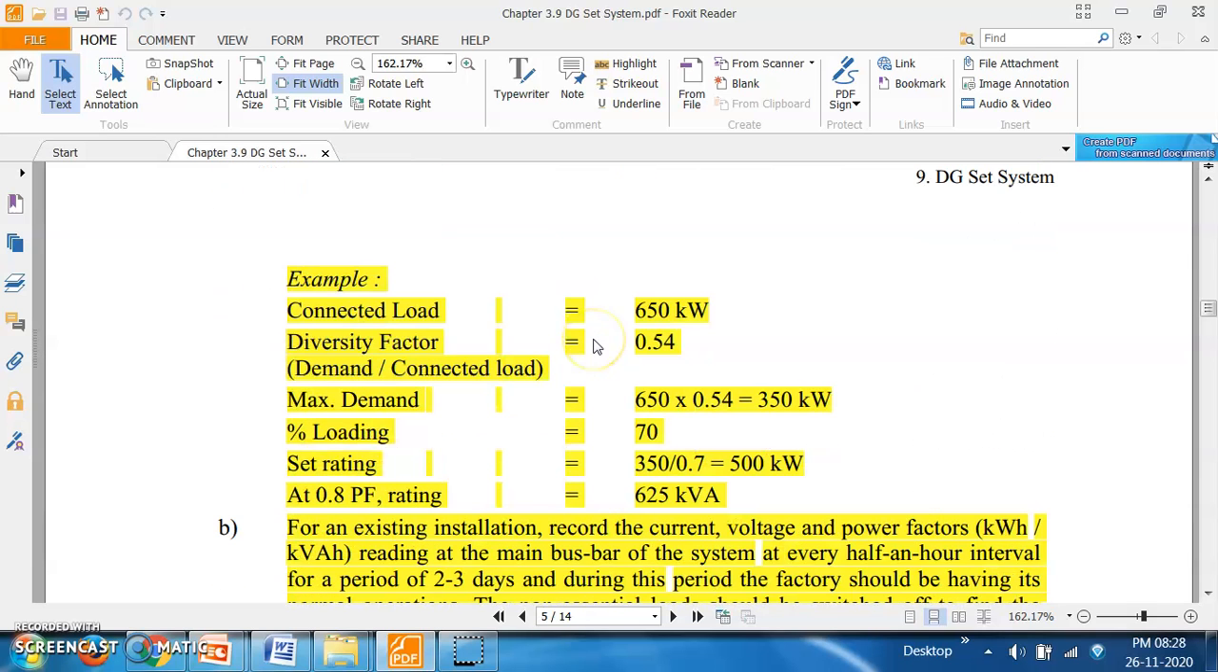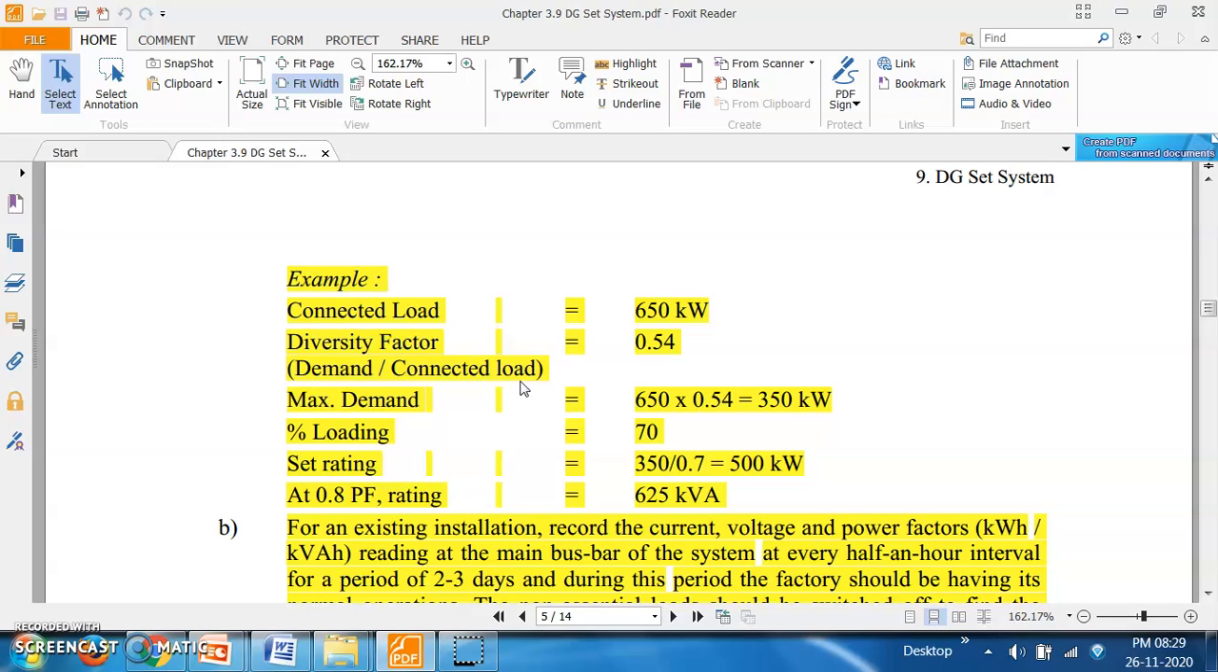What is the diversity factor? Diversity factor is nothing but demand divided by connected load. So now, suppose in your home you have 2 fans and tube lights. For example, you consider this load alone, only 4 devices in your house. You may not operate all the 4 devices simultaneously. Can you understand? One time you operate 1 fan and 1 tube light, another time you operate the remaining 1 fan and tube light, and some other time you may operate 2 fans and 1 light, and some other time you may operate 2 tube lights and 1 fan.